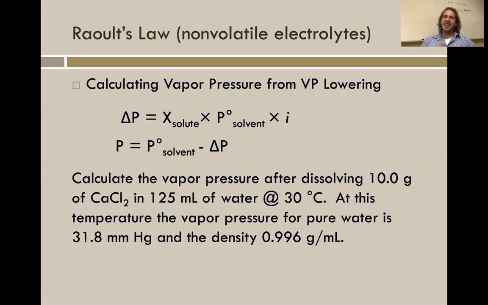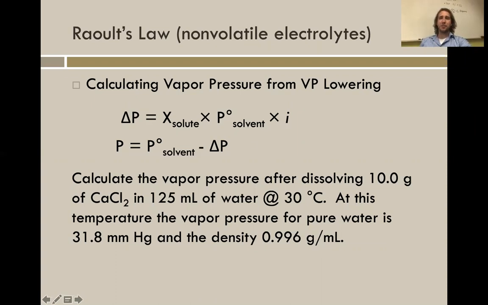All we're doing is taking into account the fact that every salt particle you put in is going to split into multiple ions, and each single ion increases the amount of particles in the solution. Less solvent then gets to escape into the vapor, and as a result, we see an even greater decrease in the vapor pressure above the solution. So again, the math is pretty straightforward here. It's going to be just the addition of this Van Hoff factor.